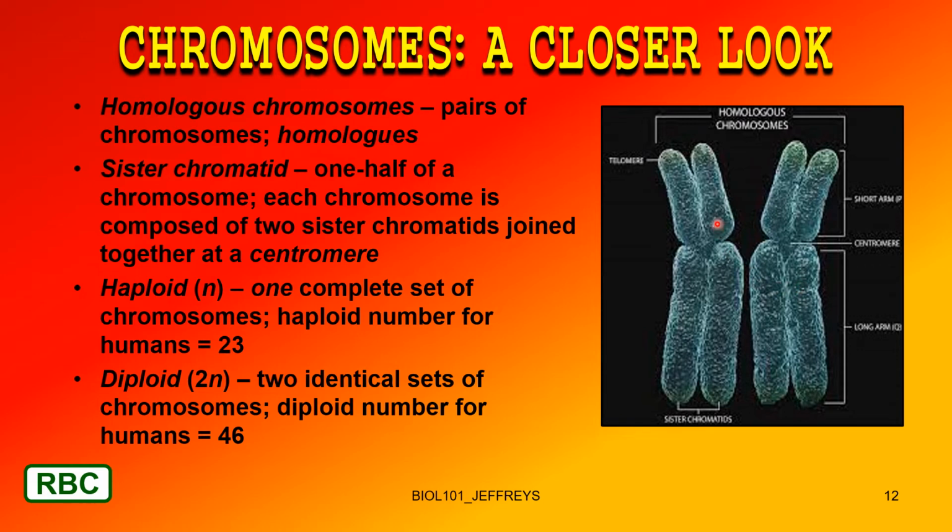Now each chromosome, as you can see, has 2 sides, and each side is called a chromatid. So the whole thing is called a chromosome. Each side is called a chromatid, and because these again are duplicates of one another, we refer to them as sister chromatids. It has no bearing on gender here, okay? We just call them sister chromatids.